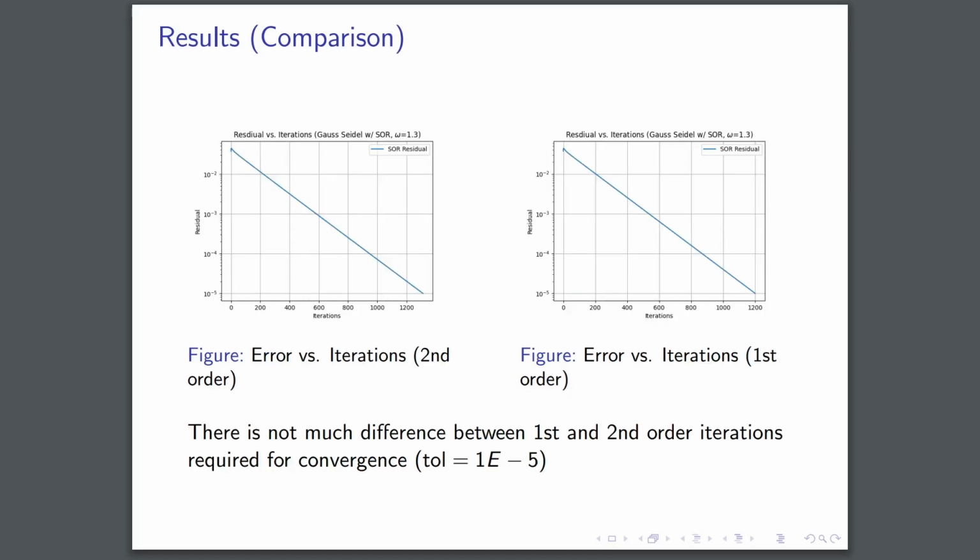Here, for our error, second order on the left-hand side versus first order on the right-hand side, we see that both methods are convergent, and both take roughly the same number of iterations. However, for second order, each iteration takes a significantly longer time than first order, because you're considering 3 sets of neighbors rather than 1 set.